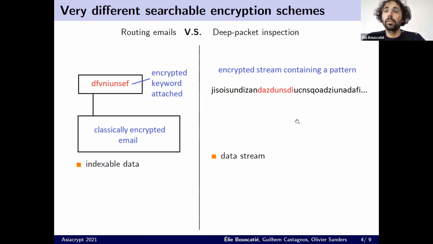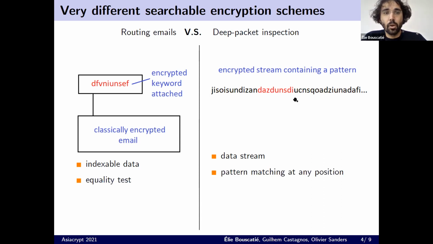Now what I want to show you is that the use case we are looking at is very different from the one of some existing solutions, namely symmetric searchable encryption. If we compare the case where we are routing emails, emails can be associated with keywords naturally, like the words that appear in the object field. So they are indexable data, and in deep packet inspection, if we look directly in the traffic, it's a stream that may or may not contain some pattern. In the first case, the server who is looking for mails with some keyword is just performing an equality test with the keyword attached. And in our case, he's trying to find a pattern that can occur at any position in the stream.